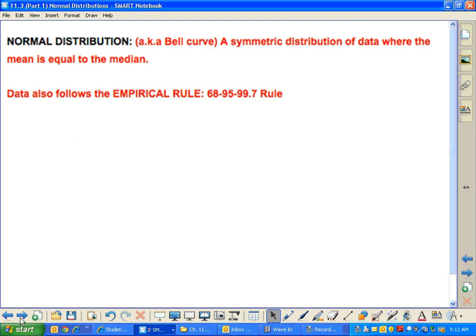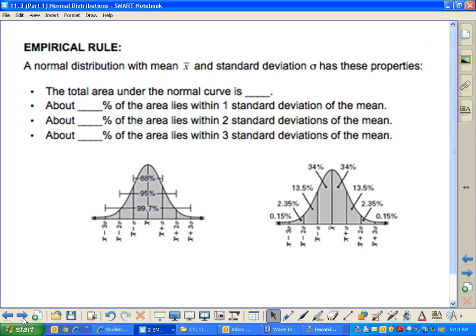So what do they mean? That takes us to our next slide. Okay, if data is indeed normally distributed, it follows the empirical rule.